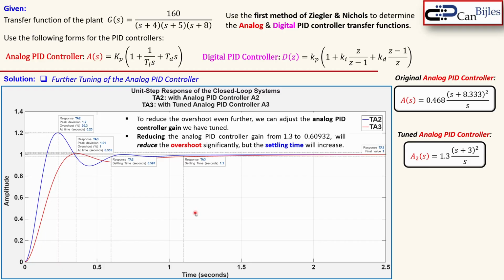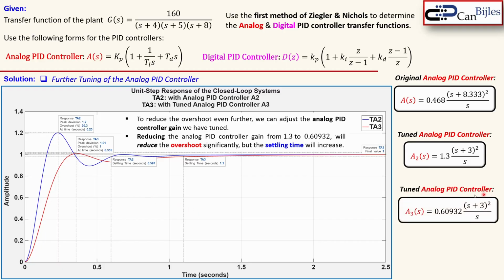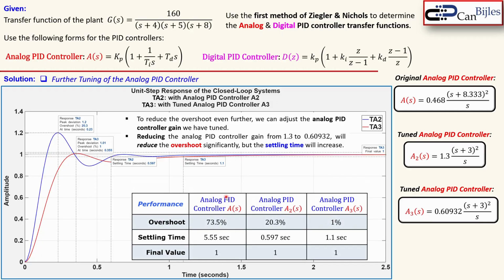very nice result. So the tuned analog PID controller, again the same 0, double 0 at -3, but just this 1.3 look at the 0.61 approximately. So again, our original PID controller system, our tuned version we have done, and now this further tuned version, so this is actually A3, the third version. You see the overshoot is now just 1%, so almost no overshoot. Settling time, yes, it has increased from the 0.6 to 1.1, but still much faster than the 5.55 seconds as we have it in the original case. And all the versions have a final value of 1, so there is 0 steady state error.